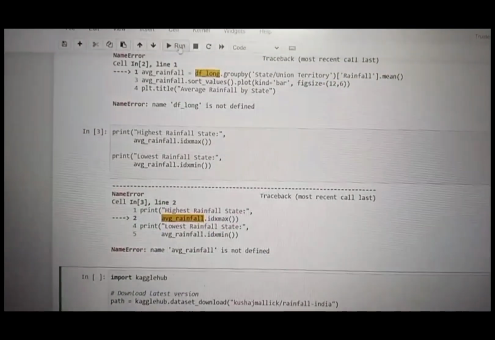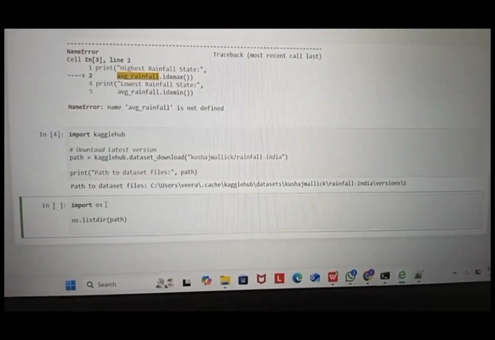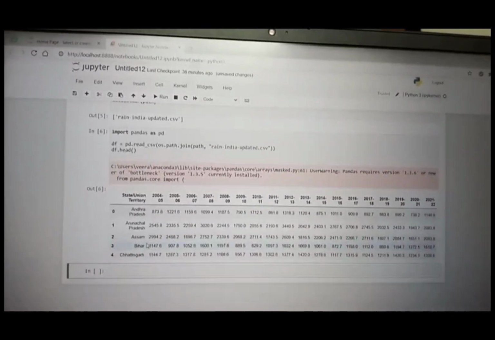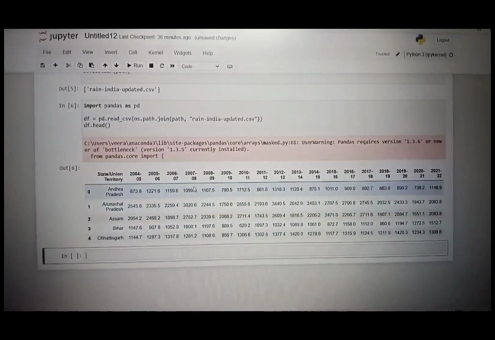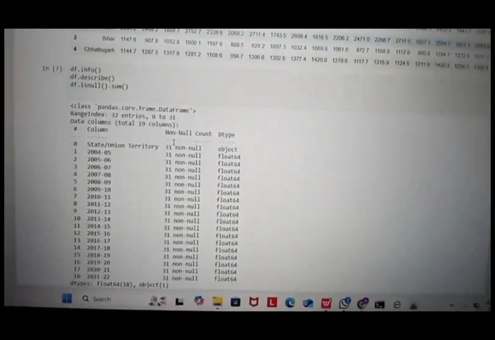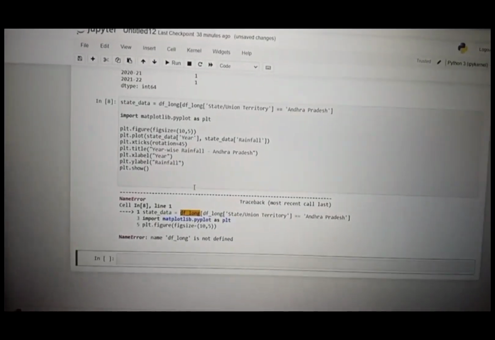The rainfall dataset is downloaded from Kaggle using the Kaggle API. Then the dataset contains rainfall data for various Indian states such as Bombay, Bangalore, Nagpur, Tamil Nadu, Kerala, Goa, Haryana, Delhi, Rajasthan, etc. And rainfall data from the year 2004-05 up to 2021-22.